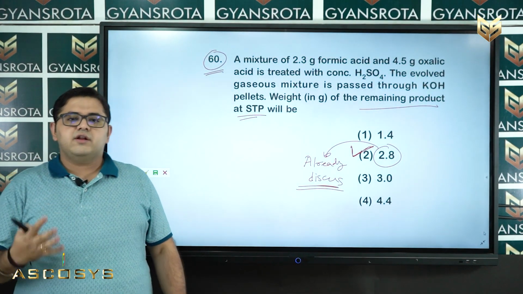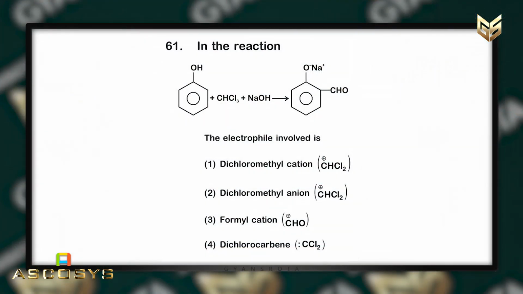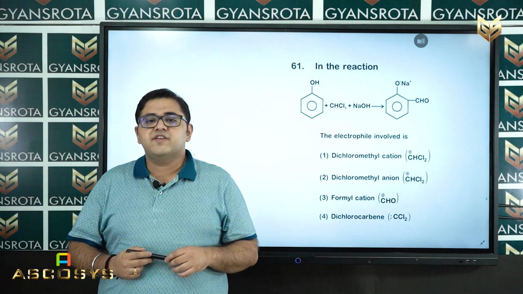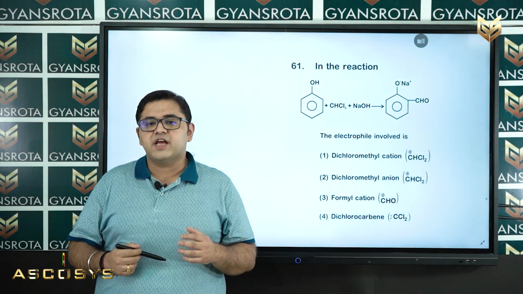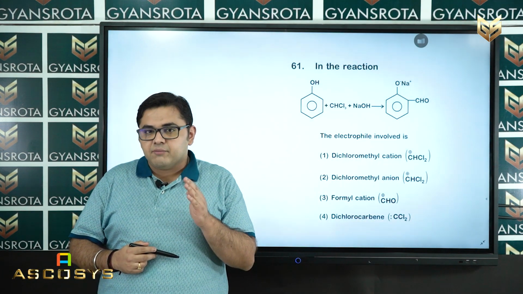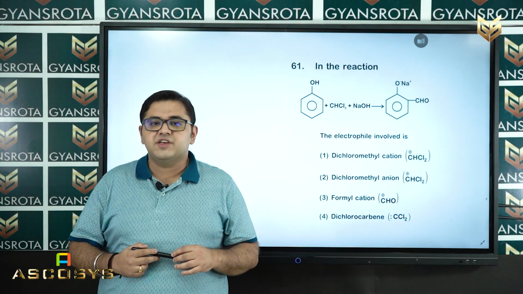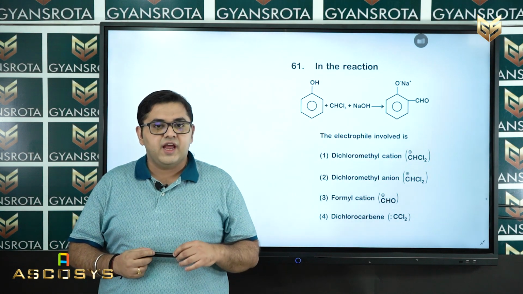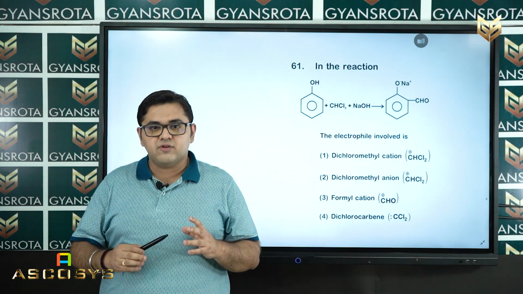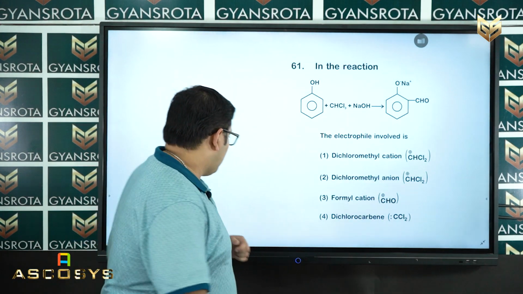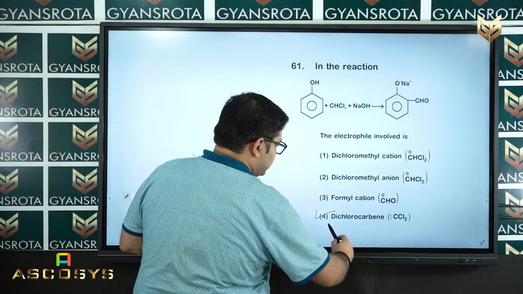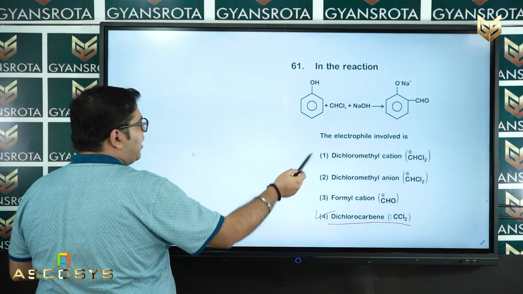Now, we are moving to another question, that is question number 61. Question number 61 is on the screen: in the reaction given below, the electrophile involved is. This question comes from the phenol chapter of class 12 NCERT, and my students, you can easily understand this equation is the Reimer-Tiemann reaction, and in the Reimer-Tiemann reaction the electrophile which is generated is option number 4, that is dichlorocarbene. I will show you how it will be generated.